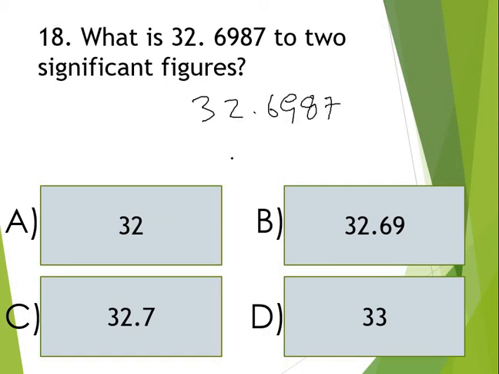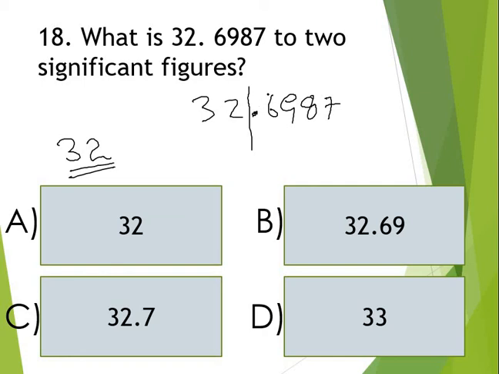The first significant figure is 3, the second is 2. The point doesn't change the fact that we have significant figures here. We only want 2 of them, so we're going to cut these off, and we're going to have 32. The question though is, do we add zeros at the end to maintain place value? Remember, we only put zeros to maintain place values. These are the two significant figures, right?